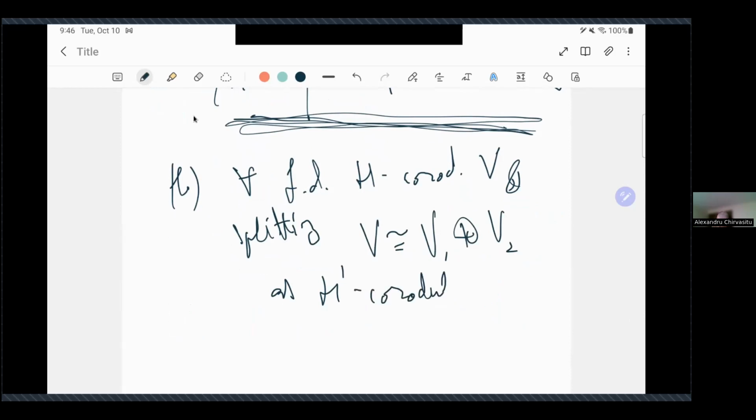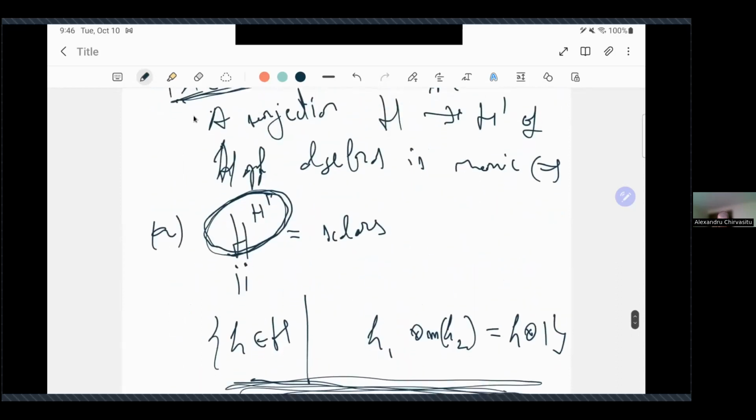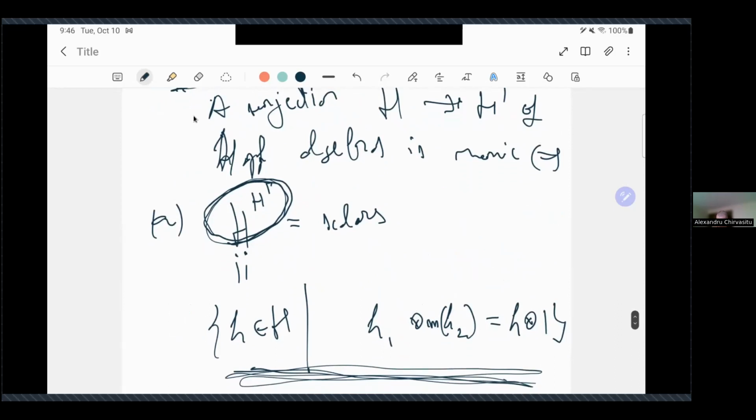I have a question. Yeah. Could you visit condition A again? Yeah. So it says H1 tensor M of H2 equals H tensor 1. There is an H1 and an H2 on the left-hand side, and there's none on the right-hand side.